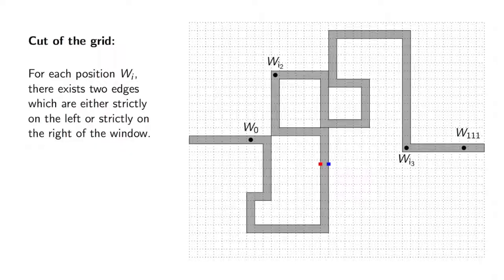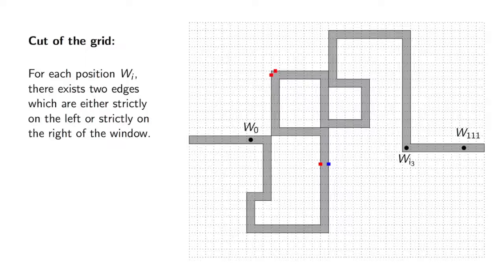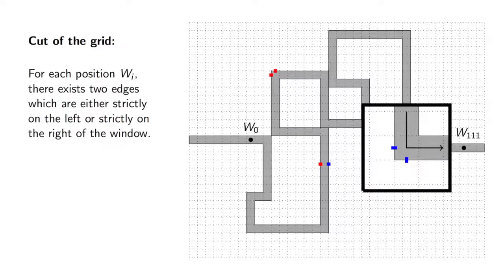Let's zoom out. Now we will consider the position of W at index I2. In this case, locally the window W goes from the south to the east. In this case, the 2 edges are strictly on the left side of the window. They are both in red. This position of W is called a corner. Let's zoom out. Now we consider the position of W at index I3, which is also a corner of W. In this case, locally the window W goes from the north to the east. In this case, the 2 edges are strictly on the right side of the window. They are both in blue.